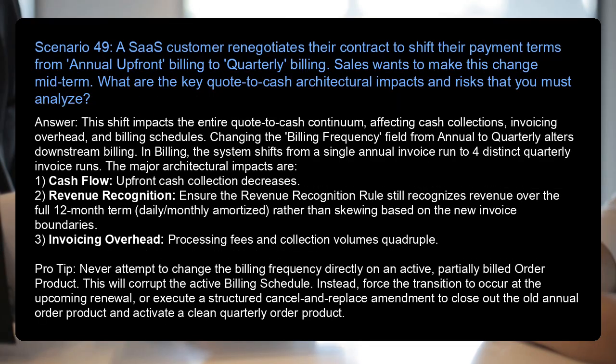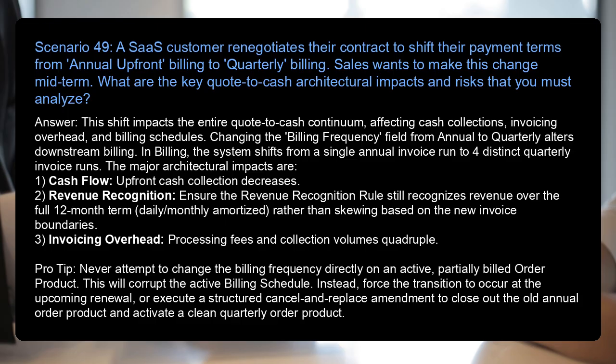Scenario 49. A SaaS customer renegotiates their contract to shift their payment terms from annual upfront billing to quarterly billing. Sales wants to make this change mid-term. What are the key quote-to-cash architectural impacts and risks that you must analyze? Answer: this shift impacts the entire quote-to-cash continuum, affecting cash collections, invoicing overhead, and billing schedules.